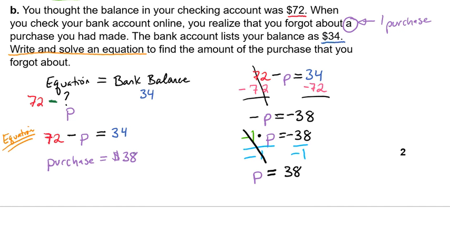So now we just need to check to make sure that that seems reasonable. If we add 34 and 38 together, will that make 72? You can also check it by taking 72 minus 38 and seeing if that equals 34. In both cases, we're right, and we can check that right over here. Let's go ahead and check it, and we'll take the 72 minus the $38 purchase, and we see that we would be left with a balance of $34. So it worked out. So here we have our equation, and we have the purchased amount that we had forgotten about. And we're done.